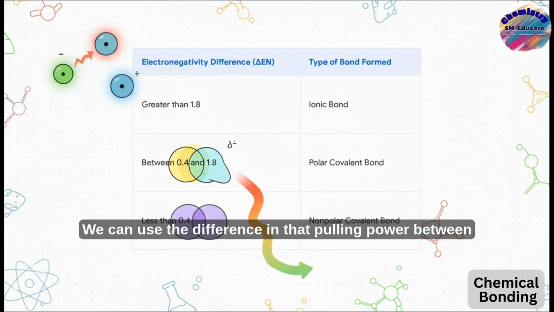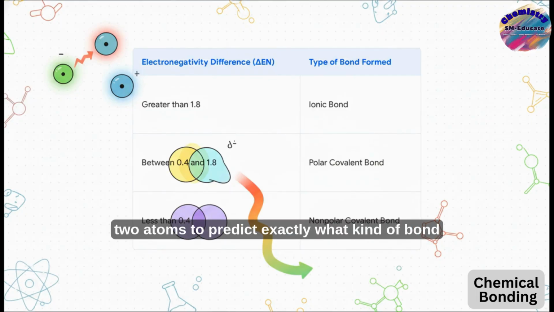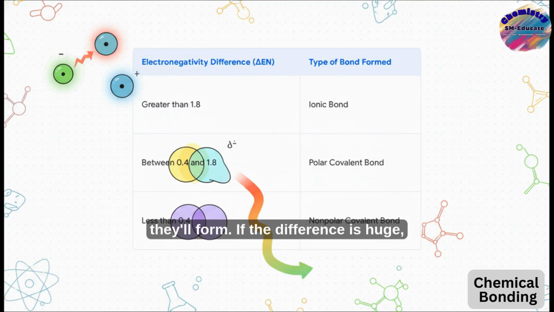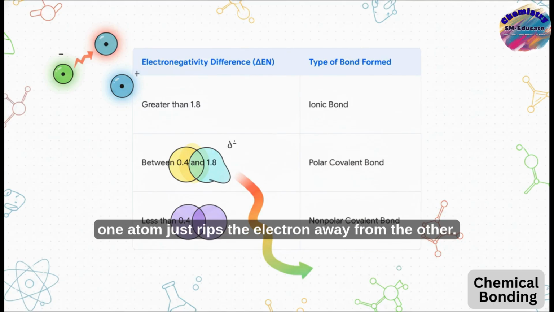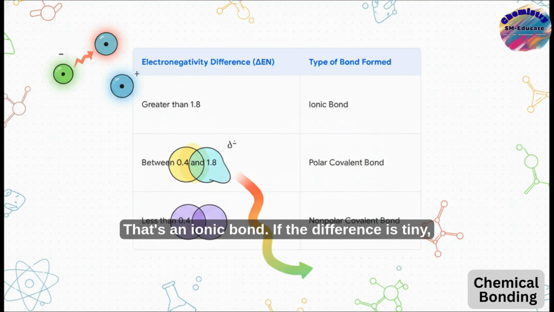And here's the kicker. We can use the difference in that pulling power between two atoms to predict exactly what kind of bond they'll form. If the difference is huge, one atom just rips the electron away from the other. That's an ionic bond. If the difference is tiny, they share the electrons nice and evenly. That's a non-polar covalent bond. And if it's somewhere in the middle, they share, but one atom hogs the electrons a bit. We call that a polar covalent bond.